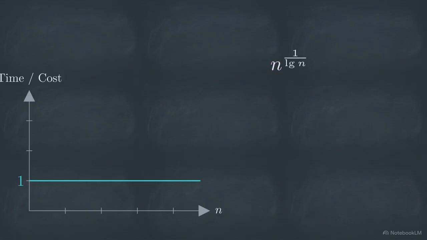With the variable n sitting in the base, the function appears to scale as n increases. To find the true growth rate, we can apply the identity where n is equivalent to 2 to the log n. Substituting this into our expression gives us 2 to the log n raised to the power of 1 over log n. When we multiply these exponents, log n and 1 over log n cancel out, leaving only the constant 2.